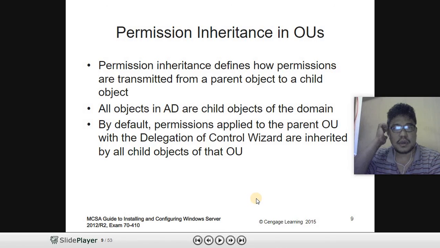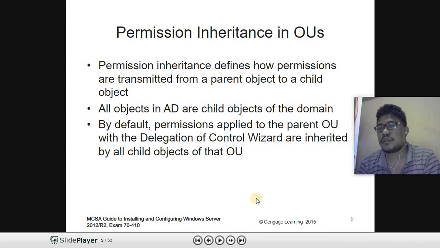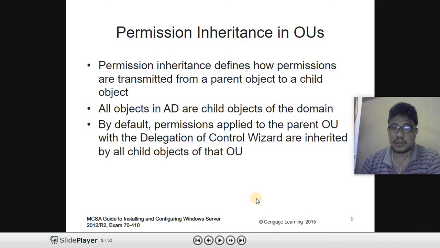Next, permission inheritance in organizational units. Permission inheritance defines how permissions are transmitted from a parent object to a child object. All objects in AD are child objects of the domain. By default, permissions applied to the parent organizational unit with the Delegation of Control Wizard are inherited by all child objects of that organizational unit.